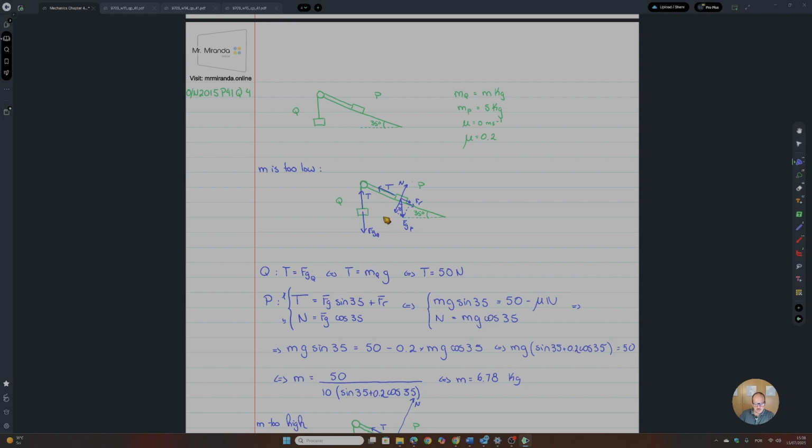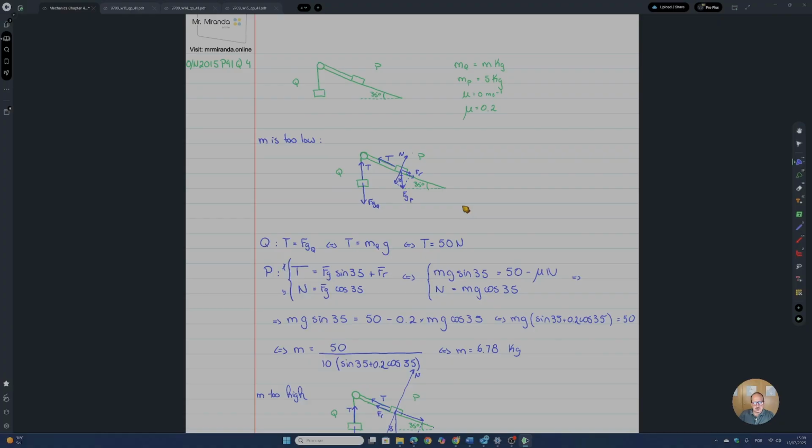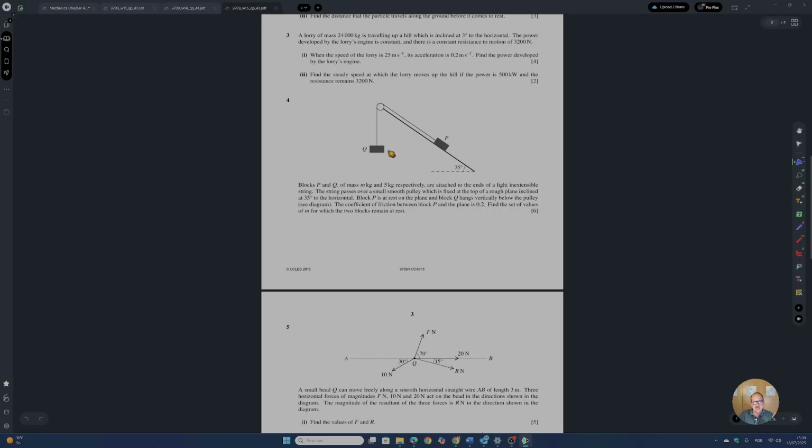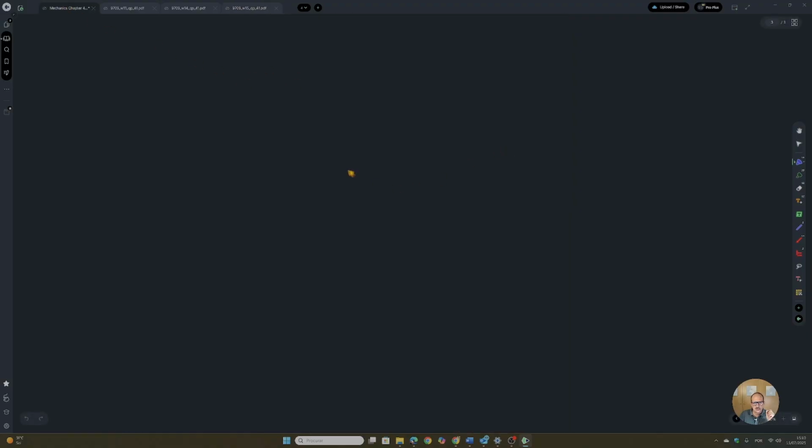No, let me think again. Okay, I just spotted a mistake that I told you at the beginning. The concept of the question is the same. I just misunderstood which mass is changing. The mass that is 5 kilograms is Q. This is 5 kilograms. This is the one that will change. Everything that I said is the same, but this is the mass that is changing. If this is too big, the whole set will go down the plane and the friction points up. If this is too small, then the whole set tries to go up and the friction points down.